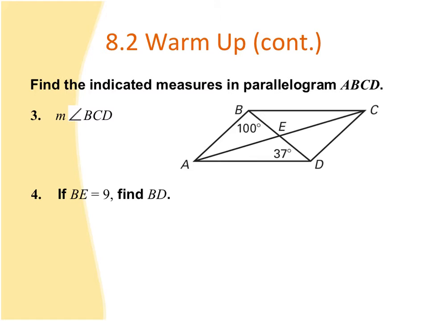Quiz is Thursday. Correct. All right, then it says find the indicated measures in the parallelogram ABCD. So number 3 is angle BCD. BCD is this whole angle here. How could I find it?